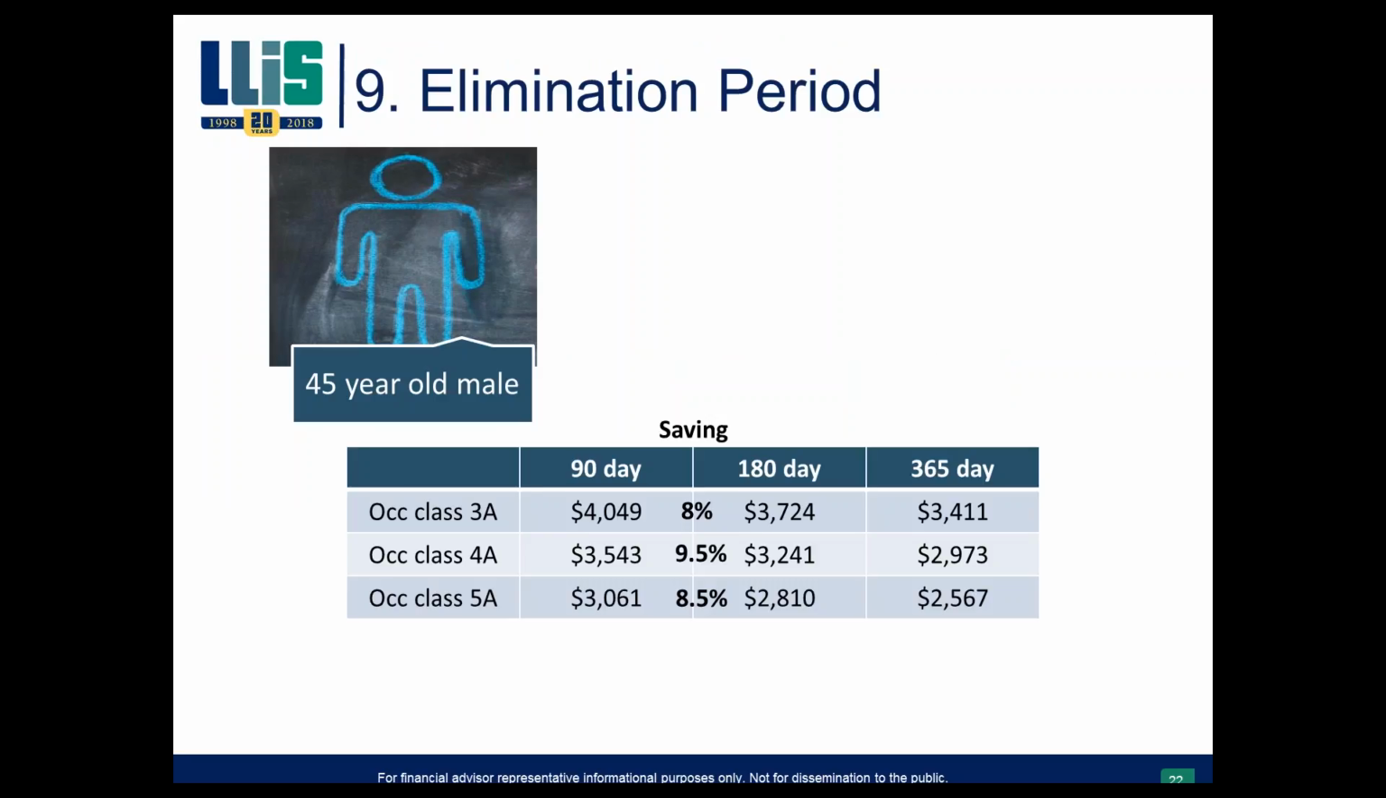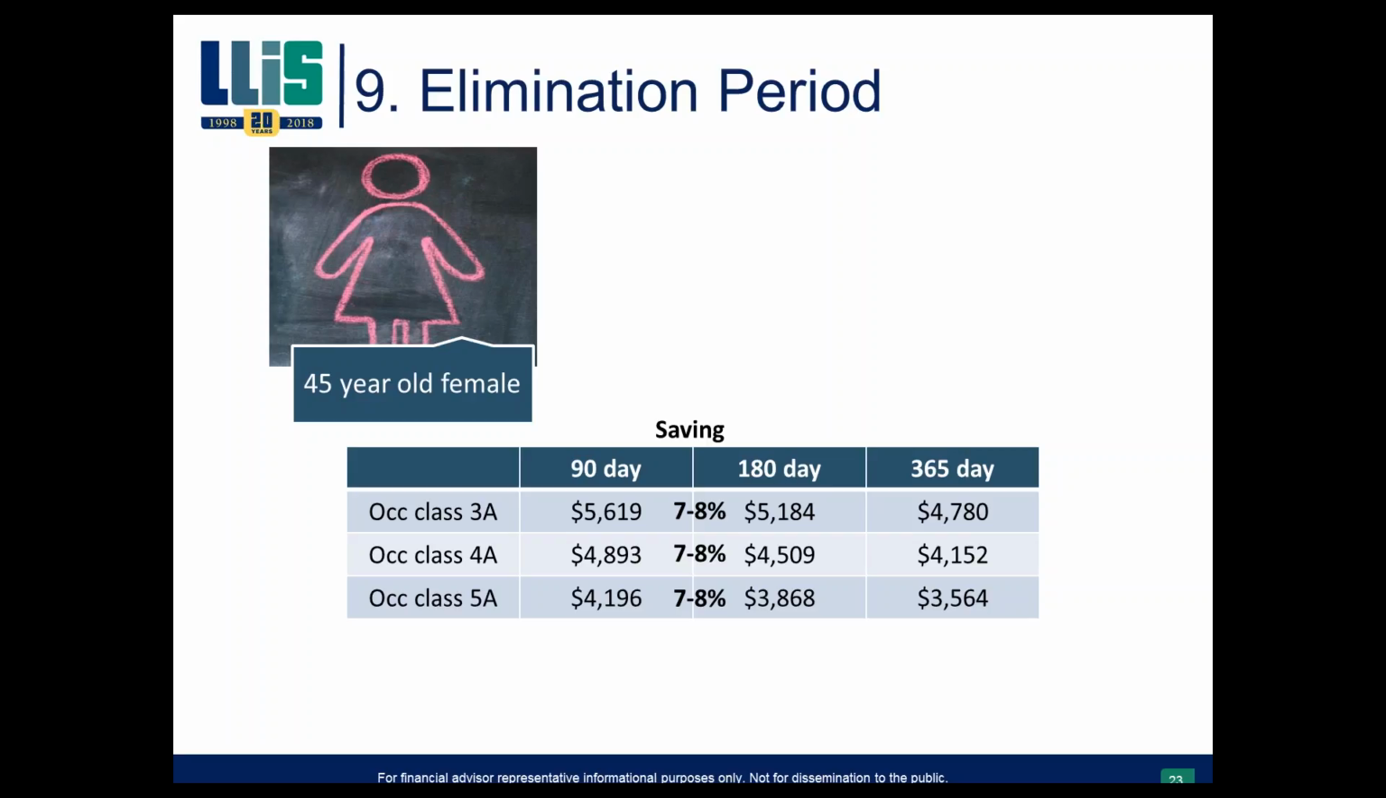So here's a 45-year-old male, and what I did is I showed you a 3A, a 4A, and a 5A occupation class, and what it would be for a 90-day versus 180 versus a 365-day. And the savings represents if you went from a 90-day to 180-day. Now, it's not a huge amount. It's not like, okay, make your client quit smoking and save 25%. But if you need a little bit of wiggle room in that premium, this is something to consider.